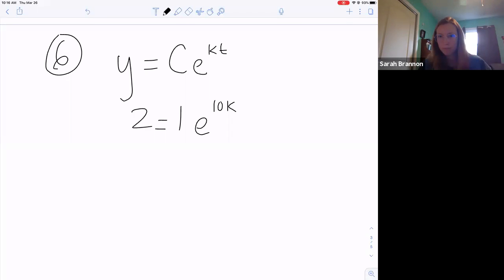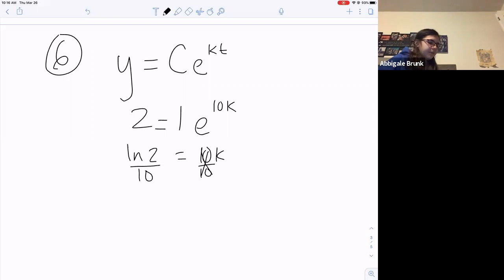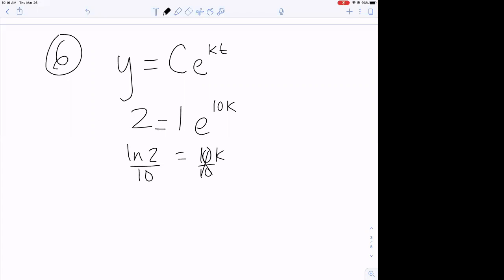Yep. Cool. So then I'm just going to ln both sides. So whatever ln2 divided by 10 is, hopefully that's the right answer. 0.069. Yeah, that's what I got. A. Sweet.